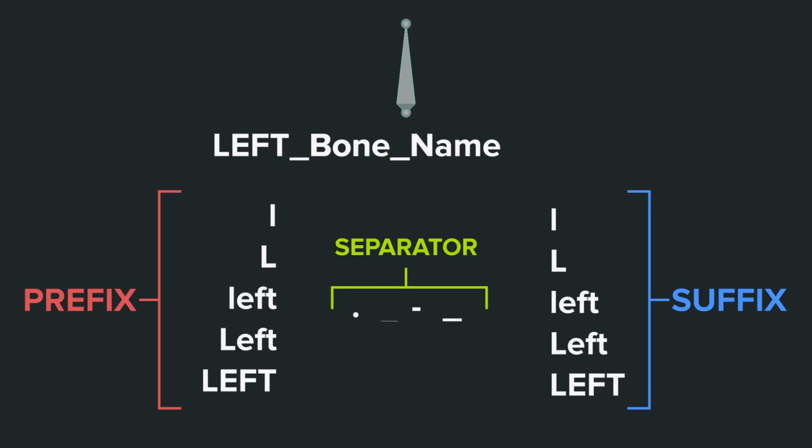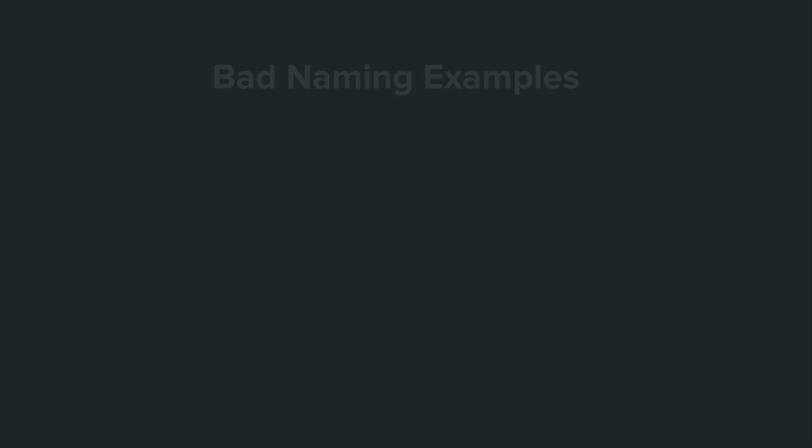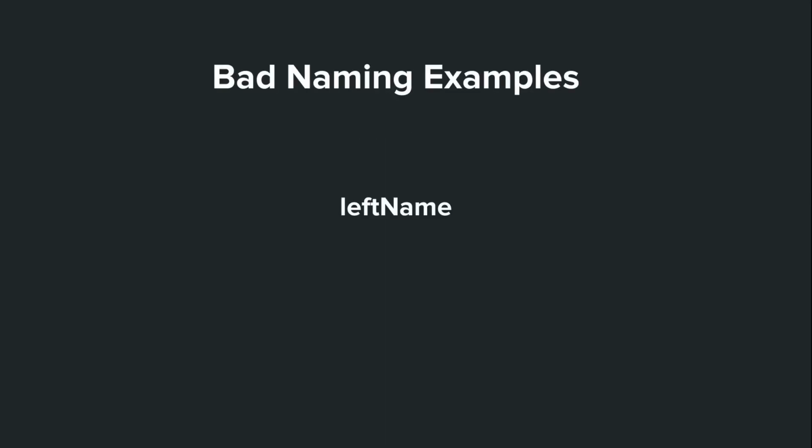But first, let's have a look at some bad examples, some names that won't symmetrize. Here we've got "left name," and this won't work because there's no separator. Blender would just see this as one big chunk of letters and not know what to do with it. Here we've got "name left," and that won't work for exactly the same reason.